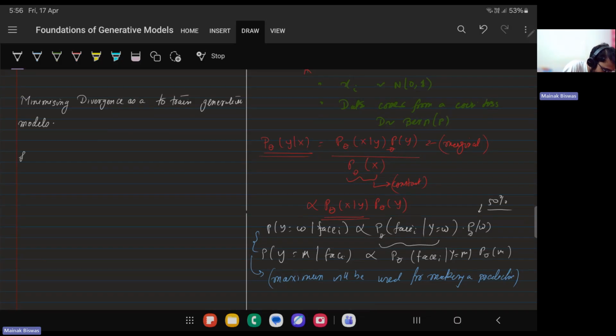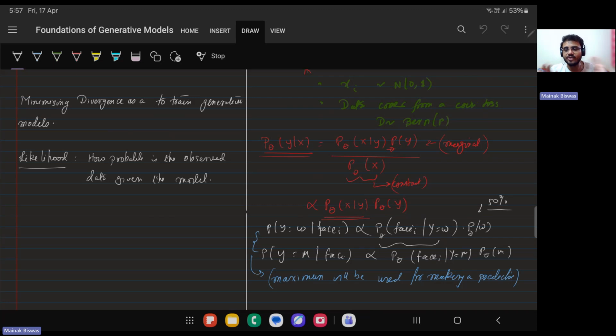let us define what likelihood is. Likelihood is how probable the observed data is given the model. So it's basically how good your model fit is, how well the model explains the data.